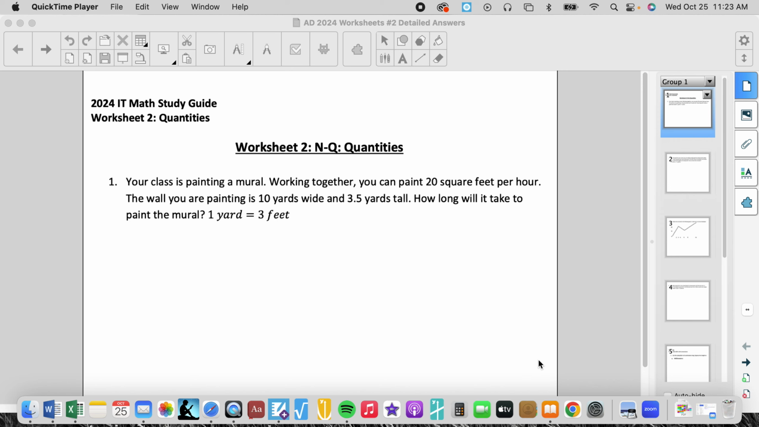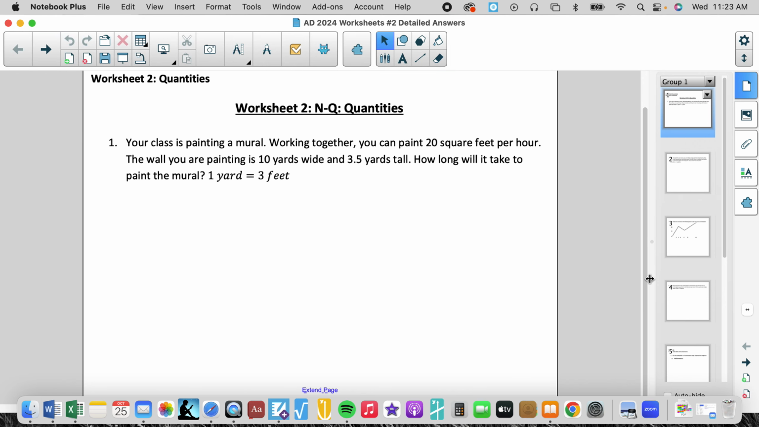And the first question says, your class is painting a mural. Working together, you can paint 20 square feet per hour. The wall you are painting is 10 yards wide by 3.5 yards tall. How long will it take you to paint the mural? So we have this mural.